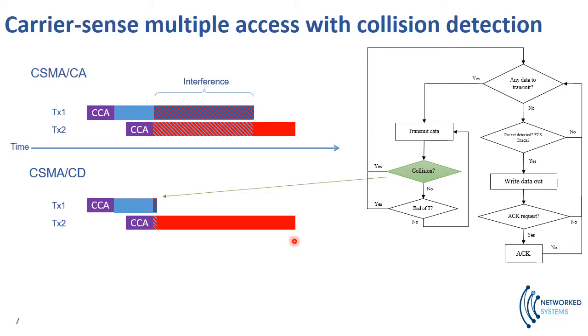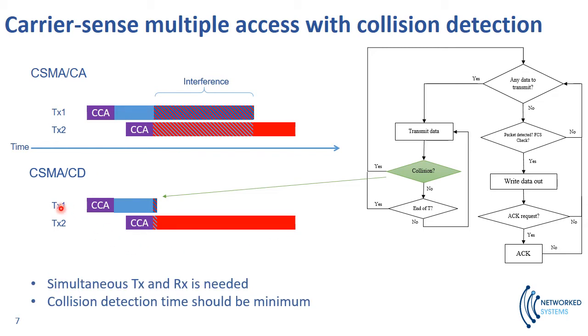But two important points. First of all, this transmitter or TX1 has to sense the channel during the transmission time. Second, the detection time, this tiny gap here, should be as short as possible. So we make sure that the second packet is not distorted much.